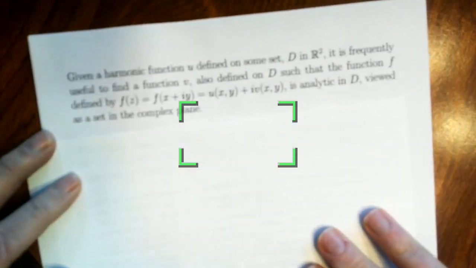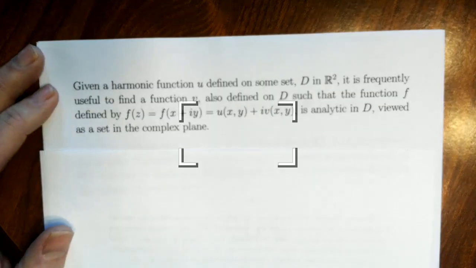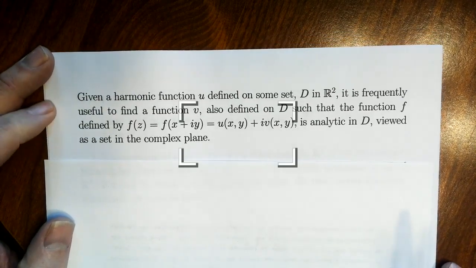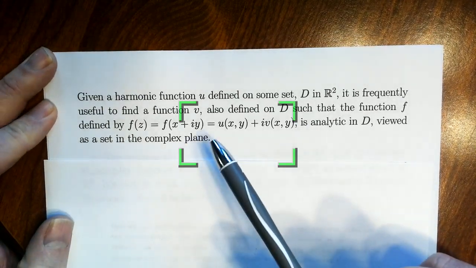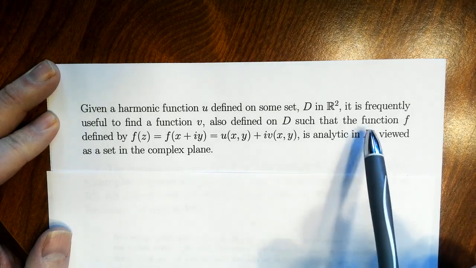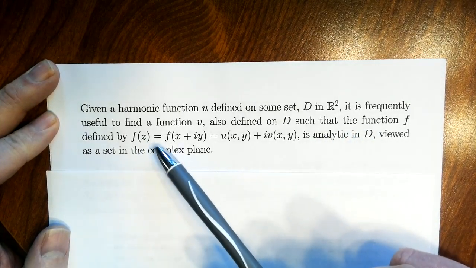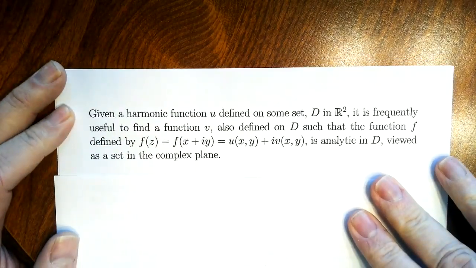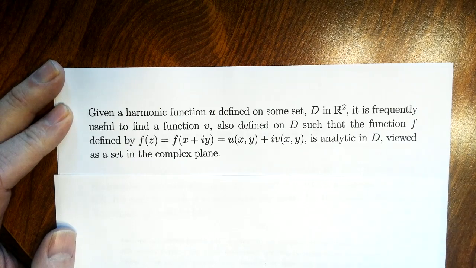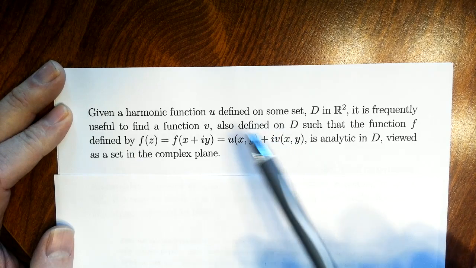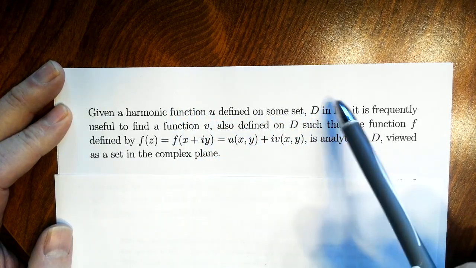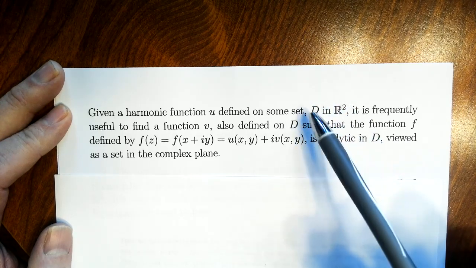Now, a common problem that we'll be discussing soon in the context of applications is the following. Given a harmonic function u on some set D in R2, we frequently want to find a function v, also defined in the set, so that the function f defined by f of z equals f of xy equals u of xy plus iv of xy is analytic in D, when we view D as a subset of the complex plane. So again, we're starting with the function u that's defined in R2. But of course we can view R2 as being the complex plane as well.